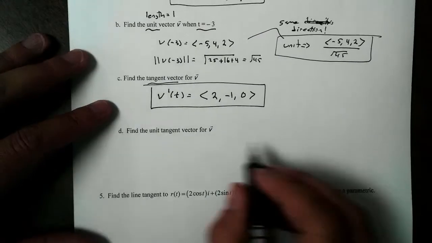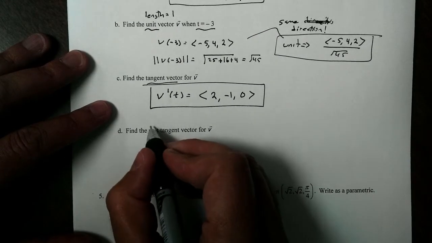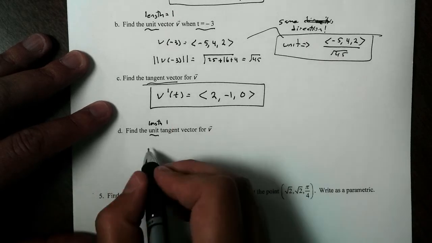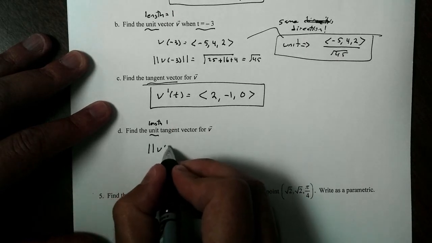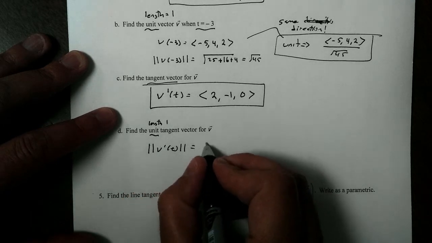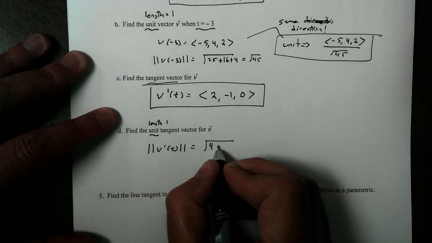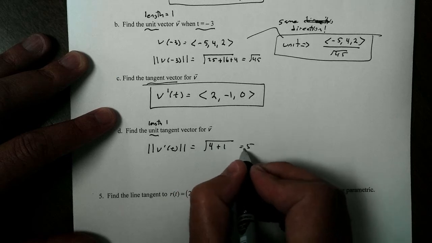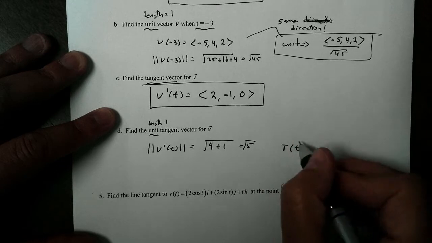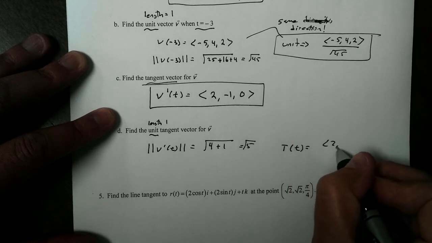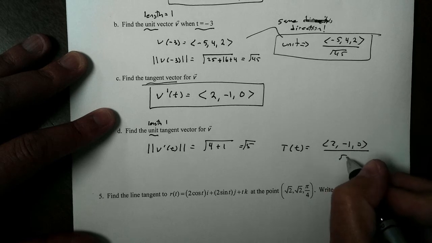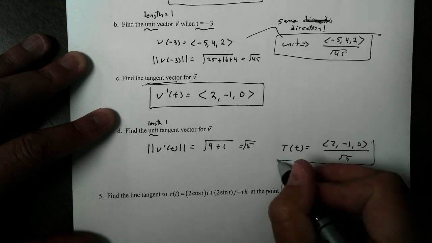Our unit tangent vector, again, I want this to be length 1. So now I have to find the magnitude of our tangent vector. And that's just the square root of 4 plus 1, or root 5. So our unit tangent vector, using the correct notation, T of t, is going to become 2, negative 1, 0, over the square root of 5. And there's our answer.